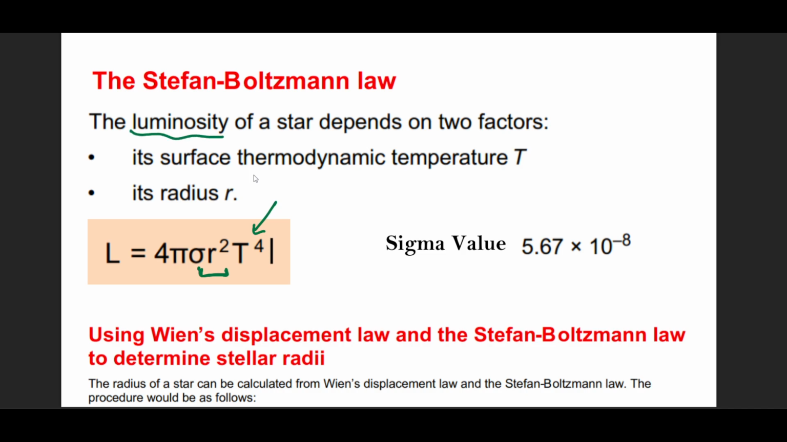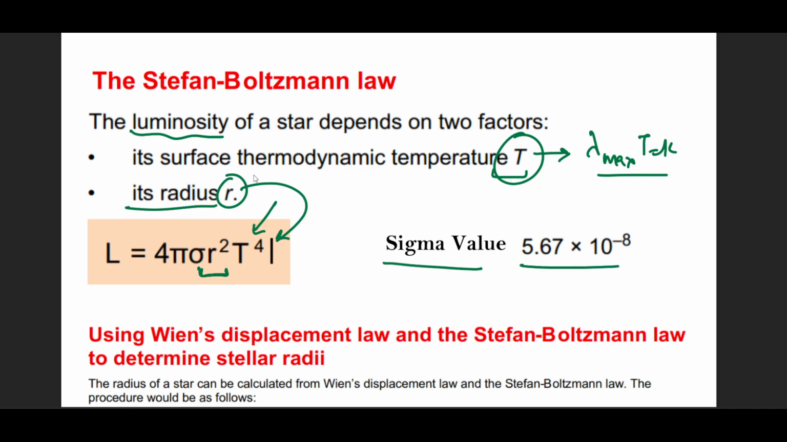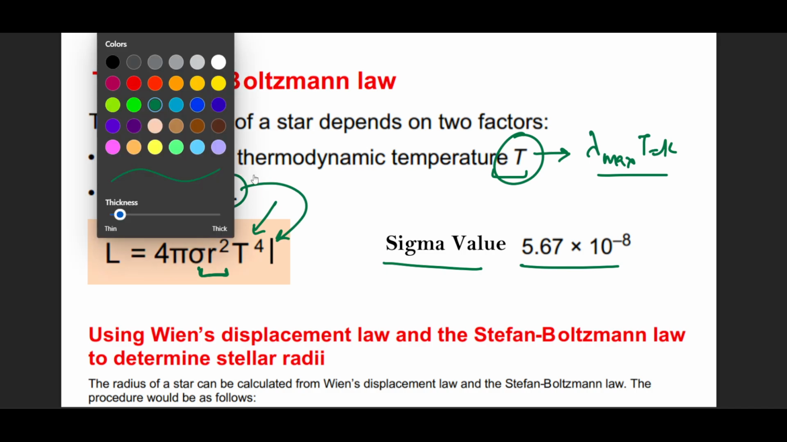The luminosity of the star depends on two factors. The thermodynamic temperature, how brightly it is glowing, how much power it is developing, is going to be dependent on the temperature and its radius. Temperature will be found by lambda max T equals a constant, the Wien's displacement law, and radius will be found by the Stefan-Boltzmann law, which is this equation: L equals 4 pi sigma r squared T raised to power 4. The value of sigma, or the constant, is this, and of course it has been found by experimentation.